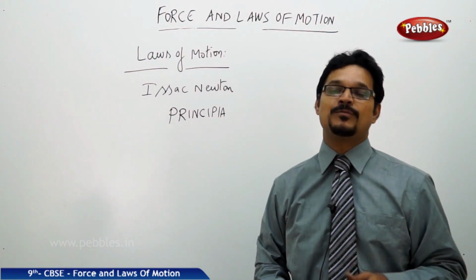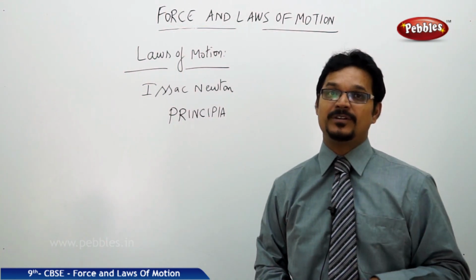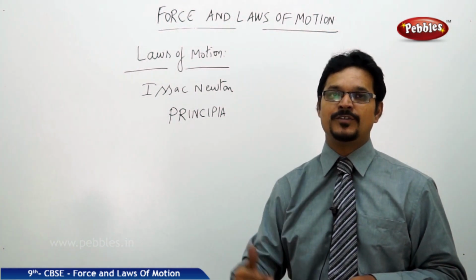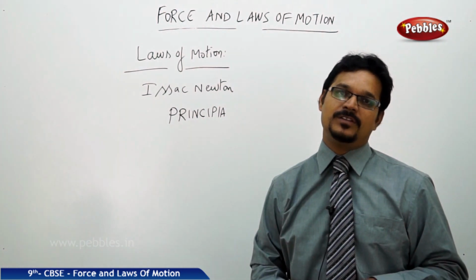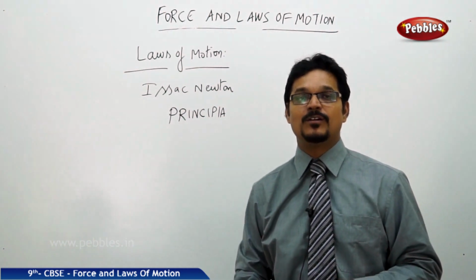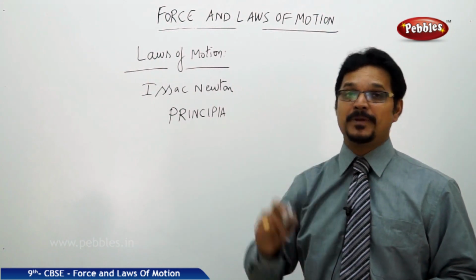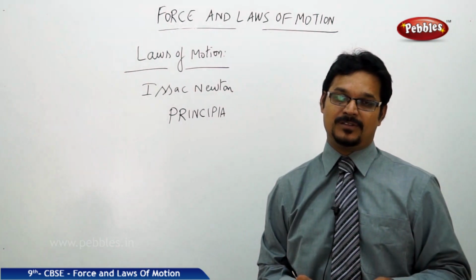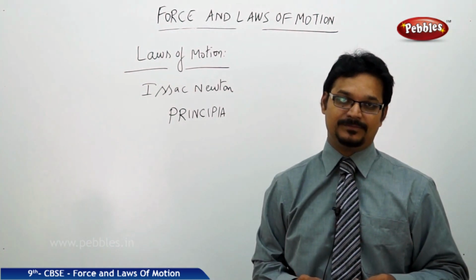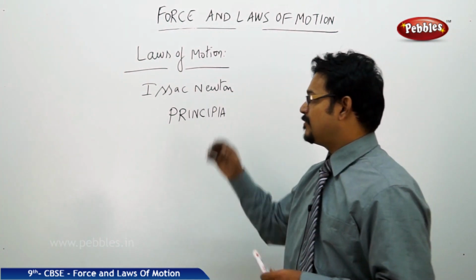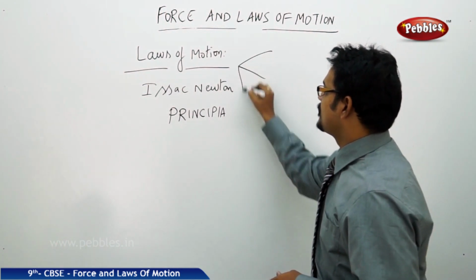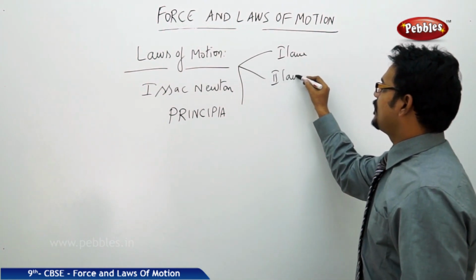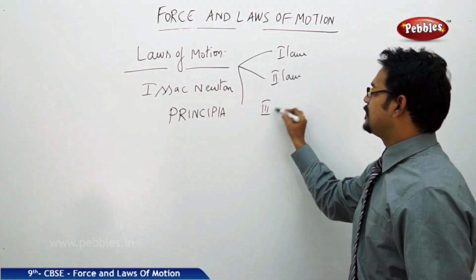To understand more about motion, he framed three laws. Newton's first law, Newton's second law, Newton's third law. These laws are very famous. Till today, we are using these laws, and in space also, we are using Newton's laws with little modification suggested by Einstein. So, the laws of motion have three parts: first law, second law, and third law.